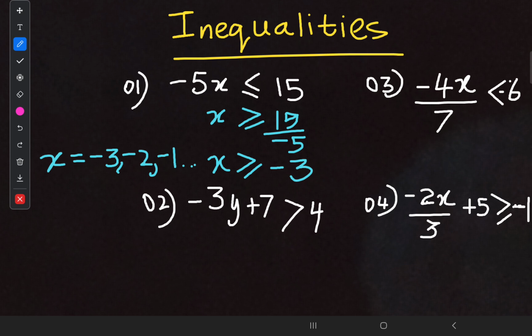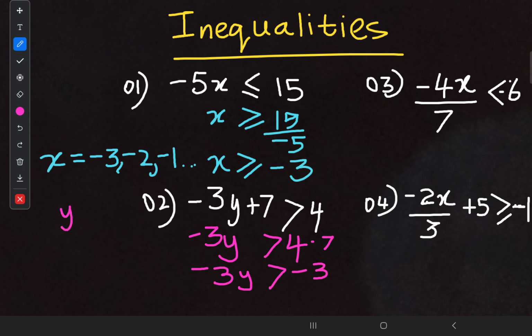When we look at our second one, when we take this positive 7 to the other side, that will become negative 7. So negative 3y is greater than negative 3. After this, we are going to use negative 3 to divide. So in that case, the direction of this inequality will change. Negative 3 divided by negative 3 will give you y is less than 1.